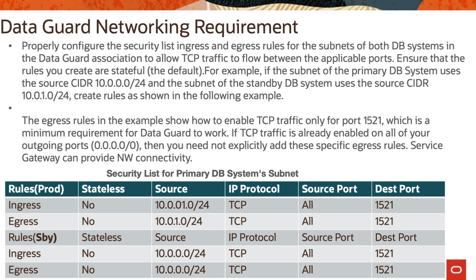Another thing is that a service gateway can provide the network connectivity which is needed to communicate with any of the OCI services. The table shows a security list for the primary DB system's subnet, with all the ingress rules as well as egress rules for the primary as well as the standby source. So this is how you are going to open that in the OCI console.